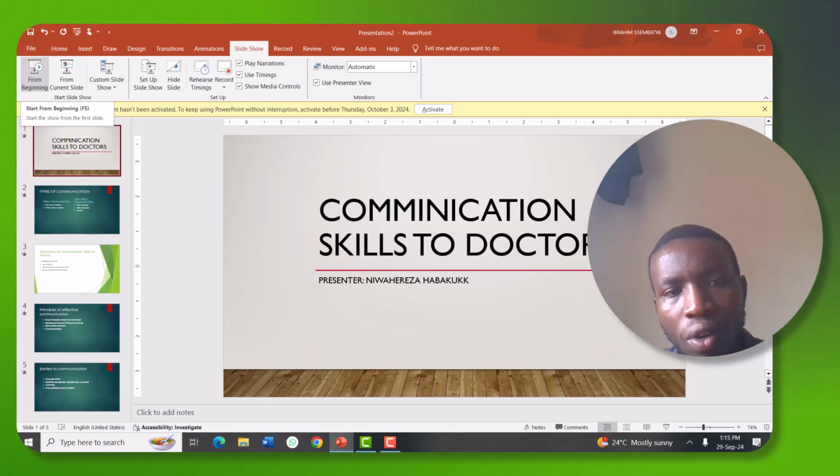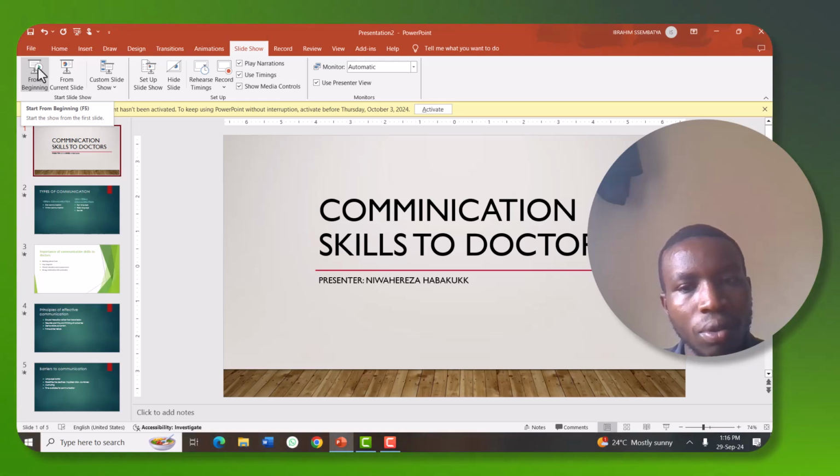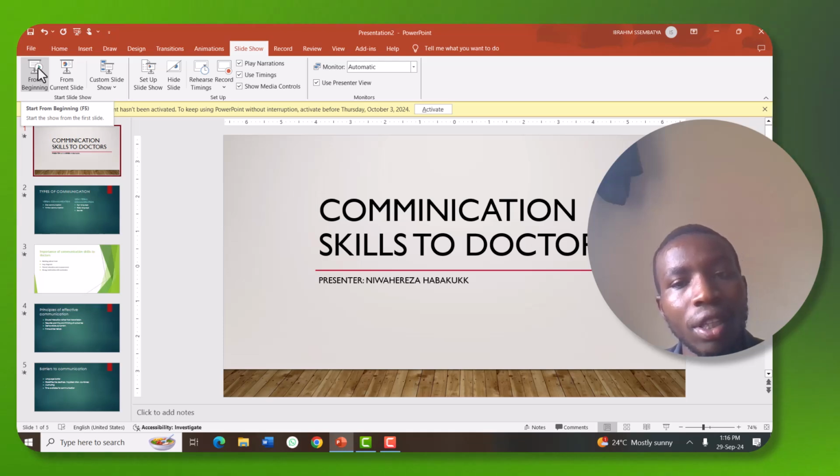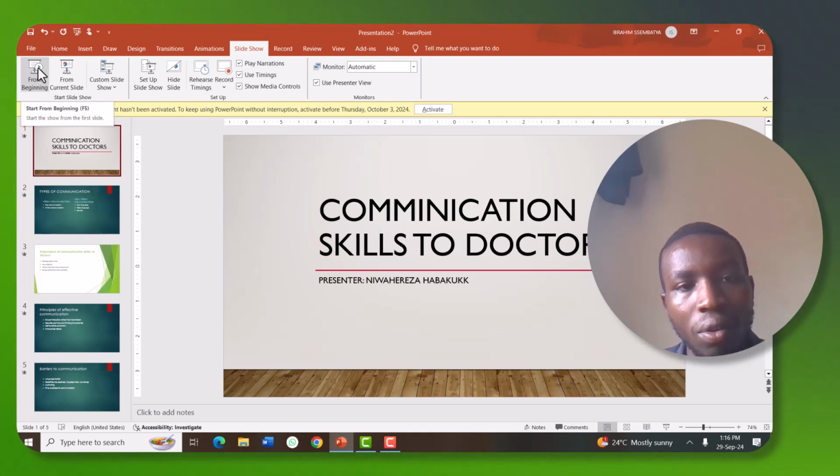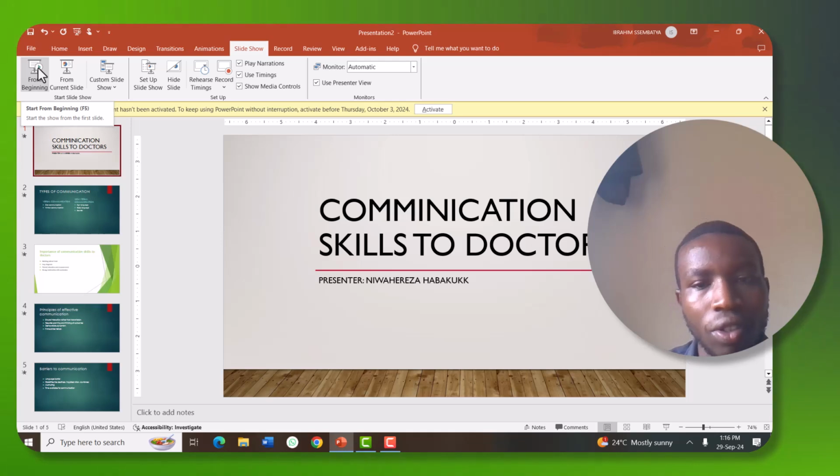So I want you to go and find out how to set the time of each and every slide, such that you don't need to be pressing enter to change the slide. So it is automatic. Search about rehearsal.